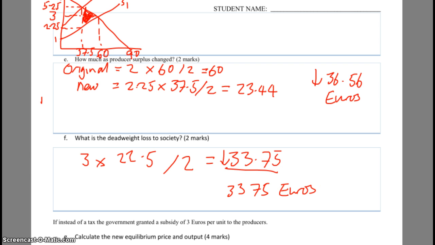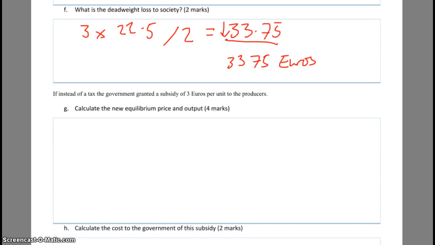And then to finish off then, let's quickly scroll down. So exactly the same as we did before, but it's a subsidy, so instead of taking away the 3 to work out the producer price, we add the 3. So let's take a look.